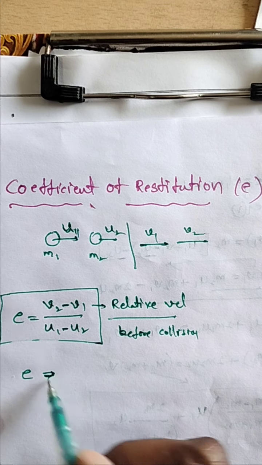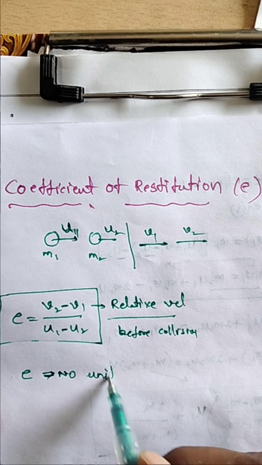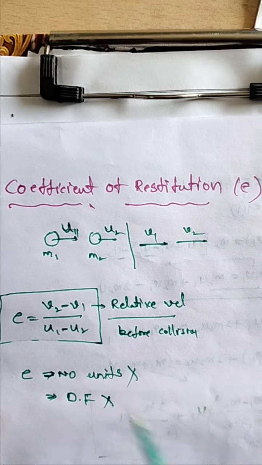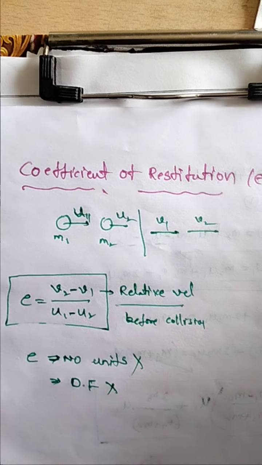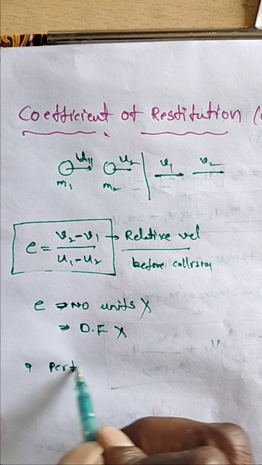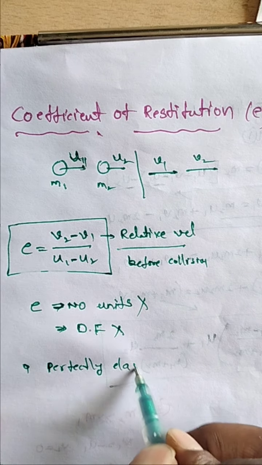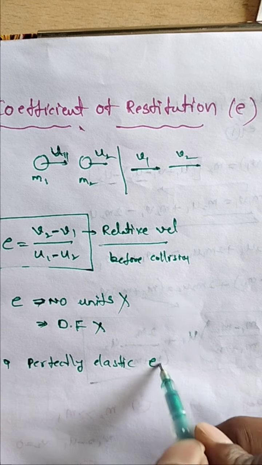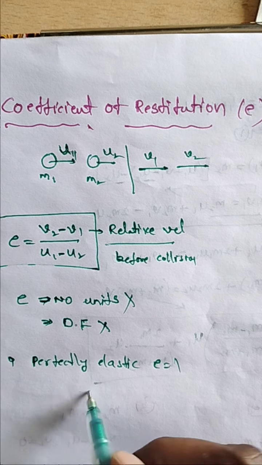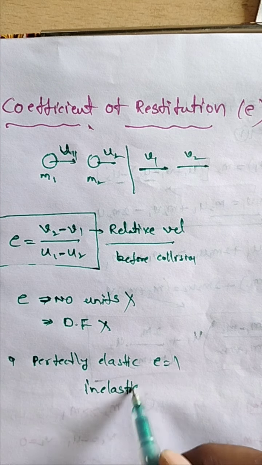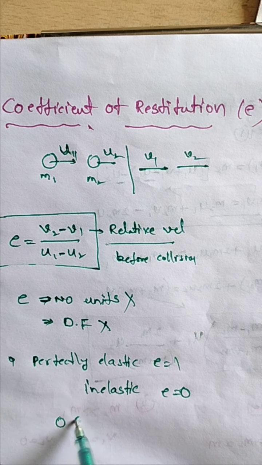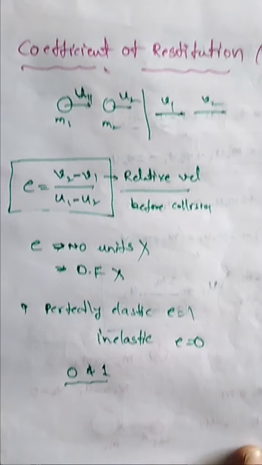What are the units of small e? There are no units and no dimensional formula. So small e has no units. In a perfectly elastic collision, e is equal to 1. In a perfectly inelastic collision, e is equal to 0. So the coefficient for any collision is always between 0 and 1.